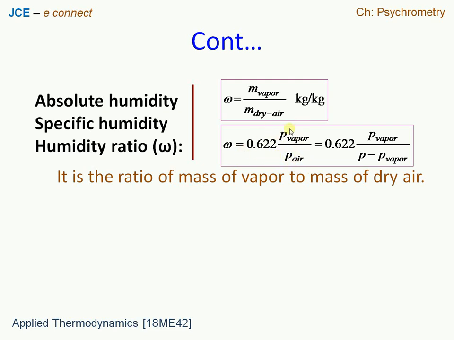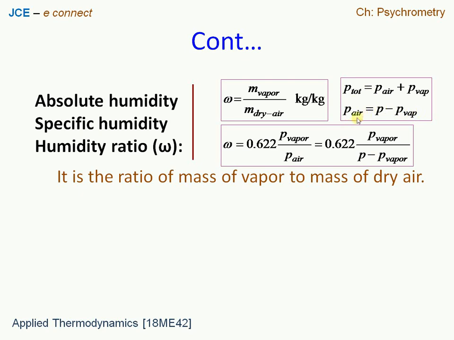So this is a small derivation, and this numerical value that we are getting here, 0.622, comes from the ratio of the molecular weight of water to that of dry air. One can further replace the pressure of air as total pressure minus pressure of vapor, from our basic equation, that is, total pressure is equal to partial pressure of air plus partial pressure of vapor. Once we rearrange this equation to get the partial pressure of air, the same equation gets a modified form.